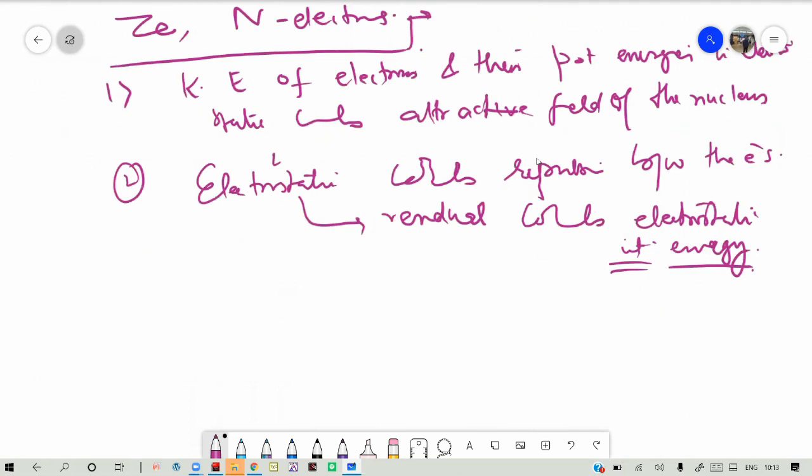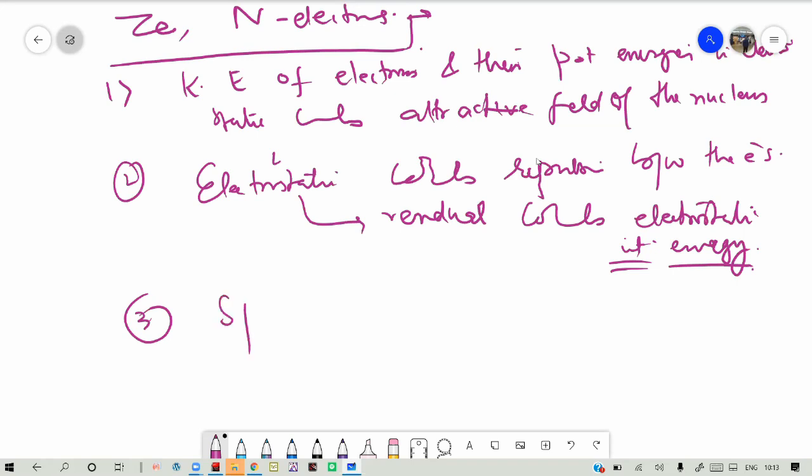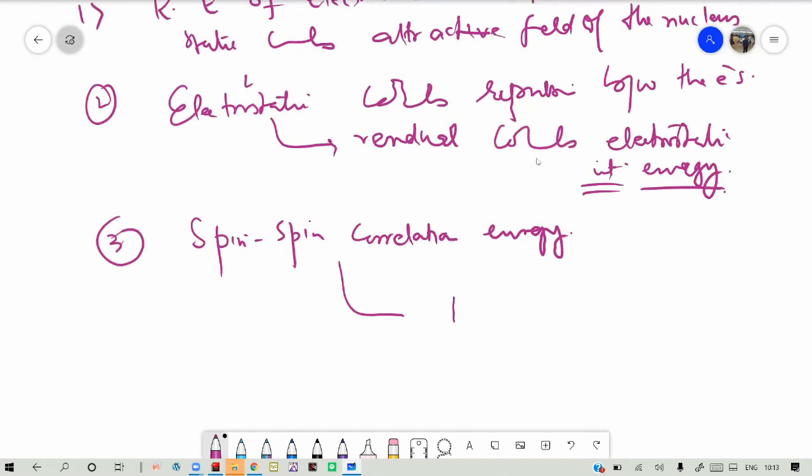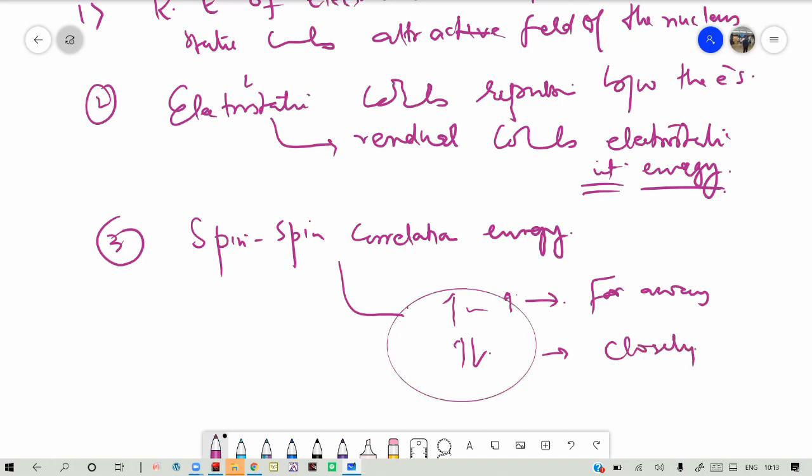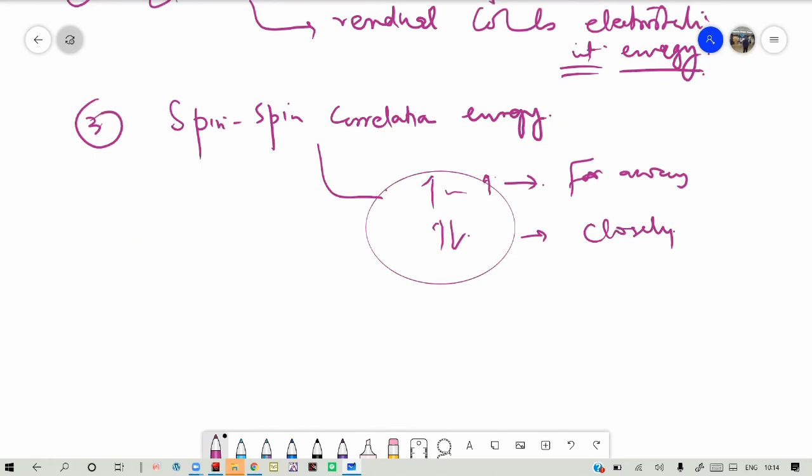Then there are other interactions, like the spin-spin correlation energy. Spin-spin correlation means, for example, if you have parallel spins, they will repel each other. If you have anti-parallel spins, they will be attracted to each other and closely spaced, whereas the parallel ones will be spaced far away. This is magnetic in origin, that means spin-spin magnetic moments.